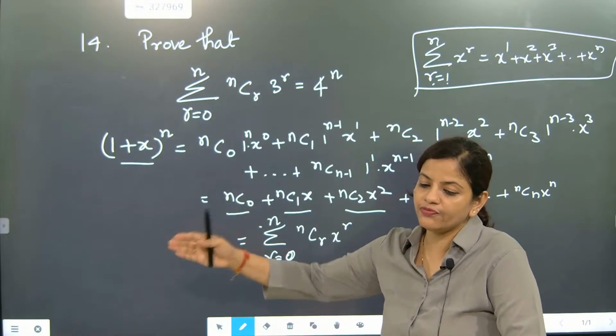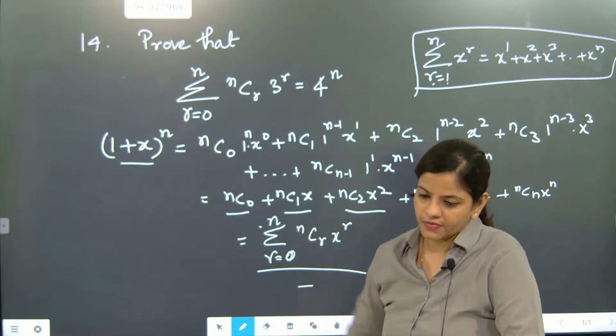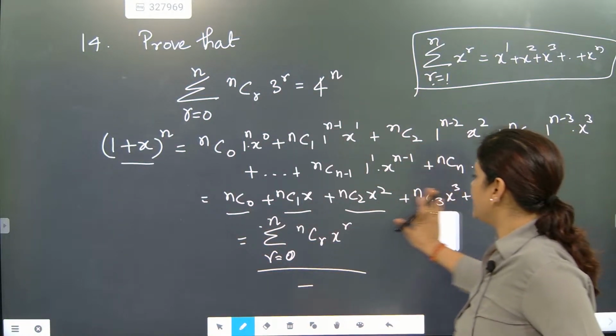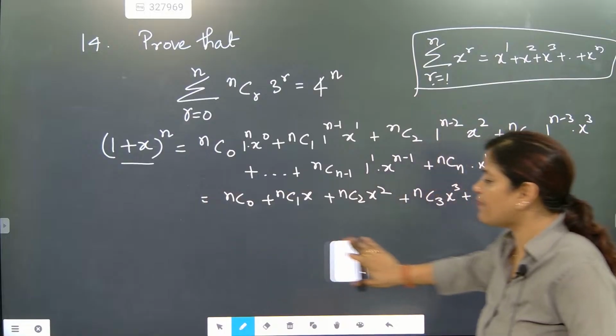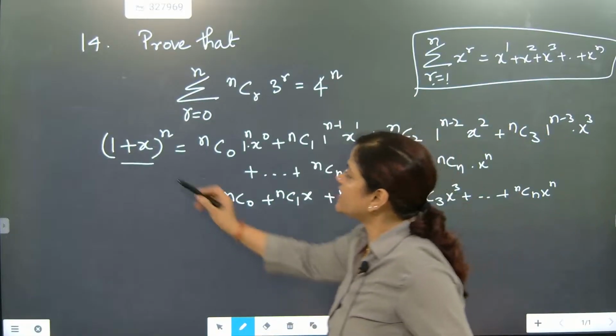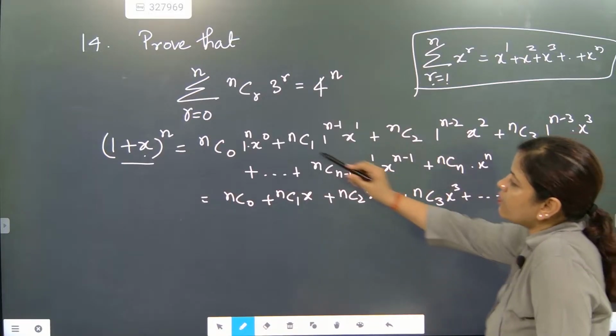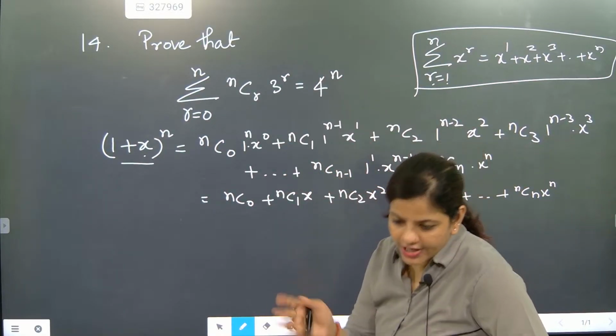1, 2, 3, 4, 5, 6 till n. Understood? So here it is going till n. Here also, beta, what I did: first I have taken the starting part. You check, I have done (1 + x)^n. I expanded it, and wherever 1 to the power n was there, I removed it.